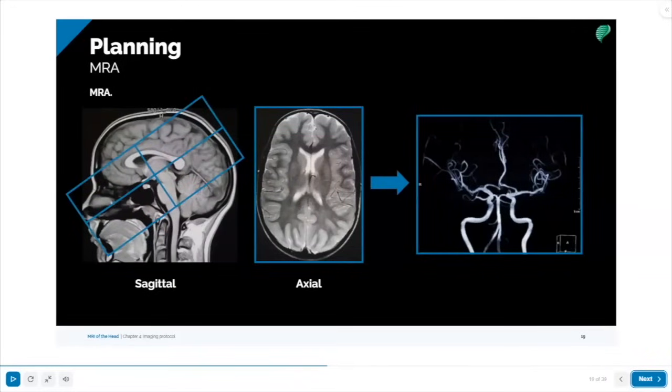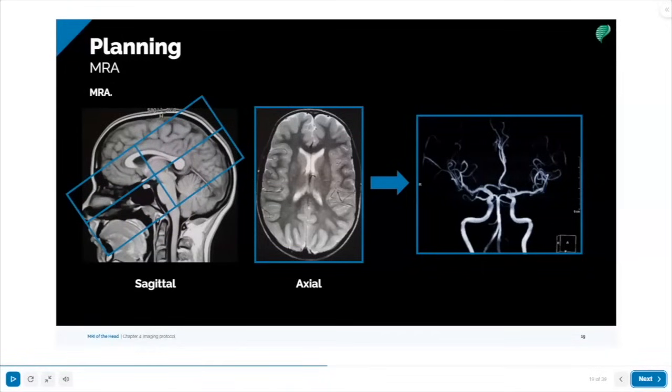Okay, so here we're going to go through the steps, including the planning and the field of view for MRA, specifically focusing on the circle of Willis and the cerebral arteries. We use the axial localizer and start by positioning the planning block parallel to the anterior commissure, posterior commissure line. This line runs horizontally through the brain, and it is an essential landmark for standard brain imaging. Next, make sure the block extends from the foramen magnum to the top of the brain to cover the entire circle of Willis and major cerebral arteries.